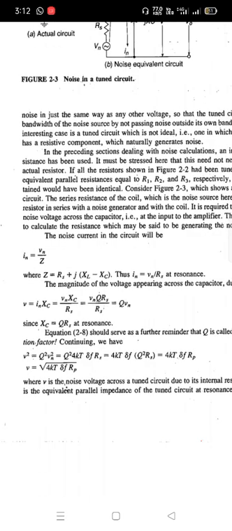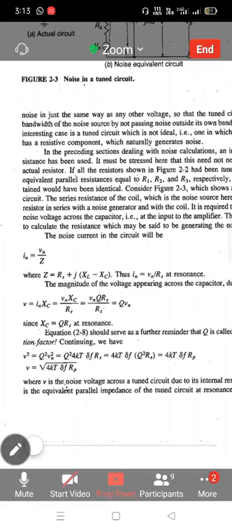Now why is resonance important? Again, my mic was muted. I have already explained it, but still I will do it.